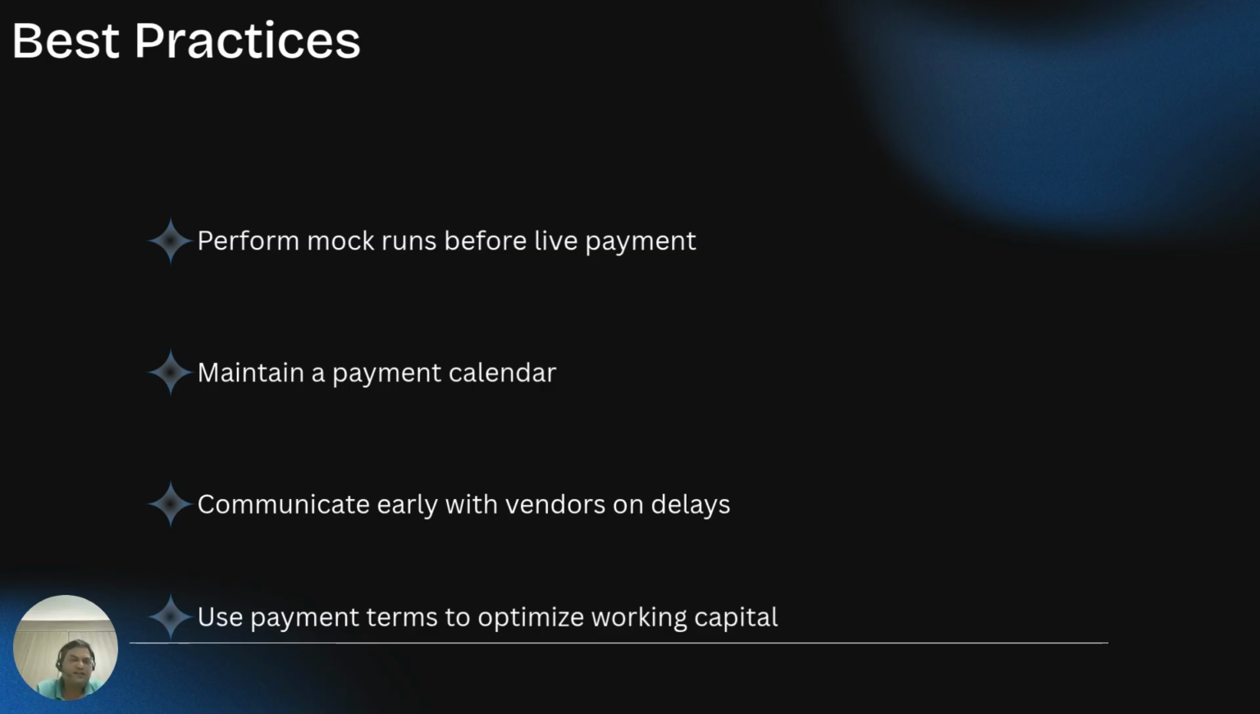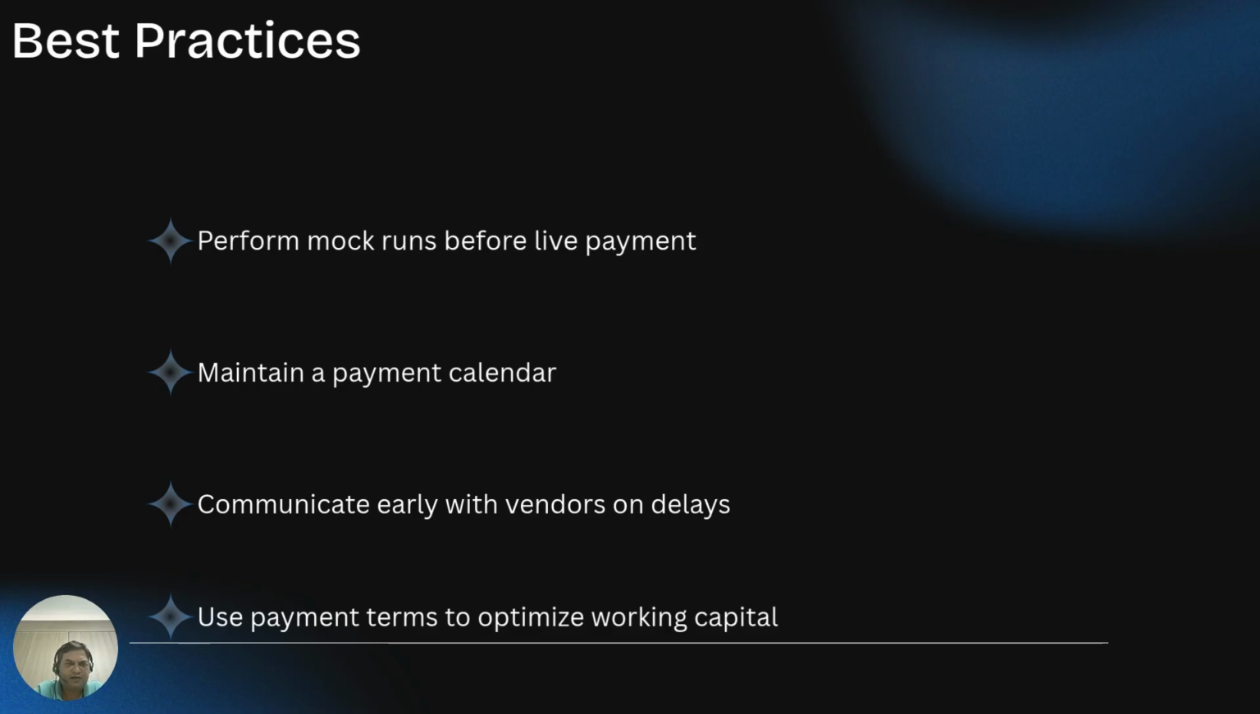Now, what are some of the best practices in the payment process to avoid duplication or multiple payments? First thing is to perform mock runs before live payments. What is a mock run? A mock run is where you perform a test payment run before the final payment is run. Based on this mock run, you will understand if there are some errors, fraudulent invoices or duplicate invoices before you execute the payment.